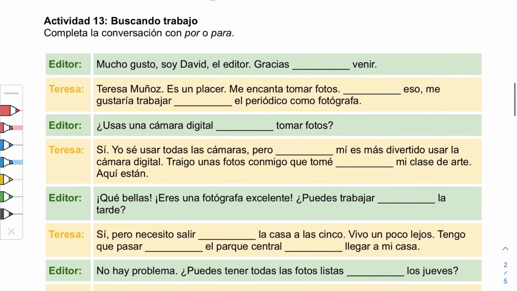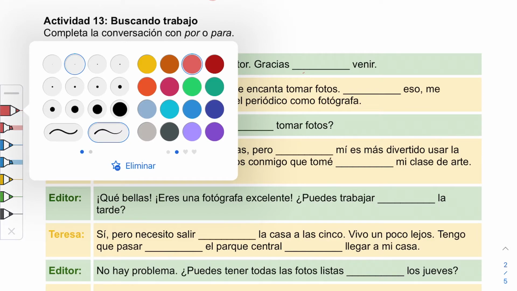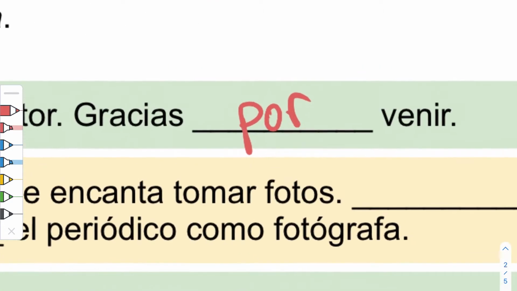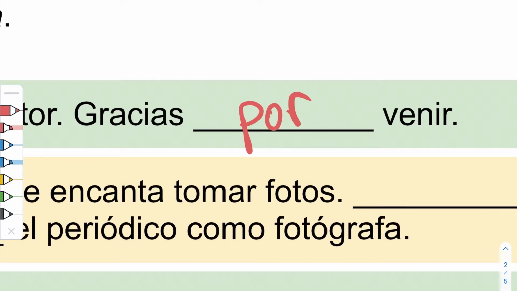Actividad 3. Otra vez tenemos que completar la conversación con por o con para. Entonces, gracias por venir. Thank you for coming. That's exchange, like thanks for the thing. You always use por with gracias. So consider it an exchange, I guess.